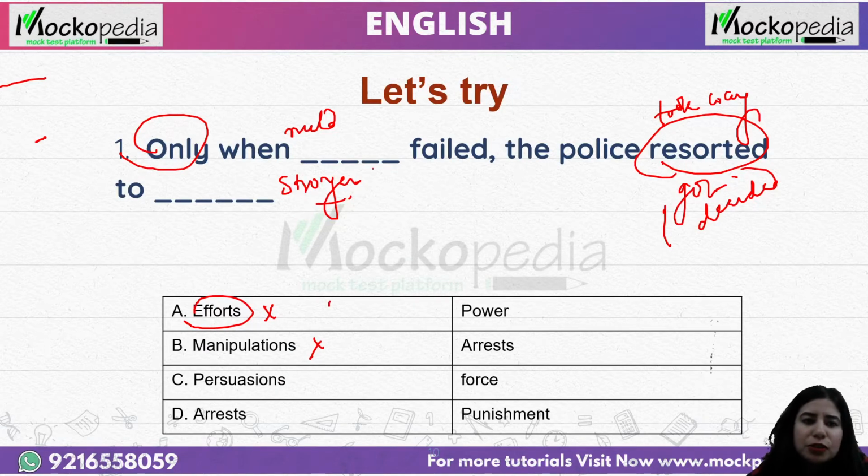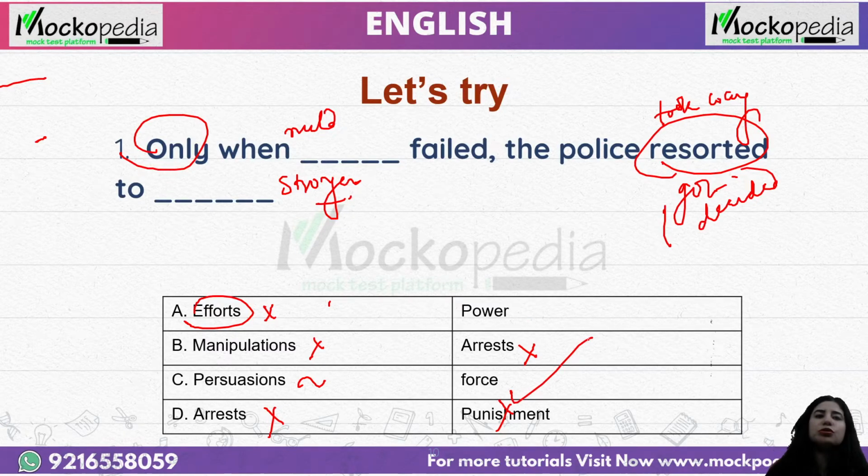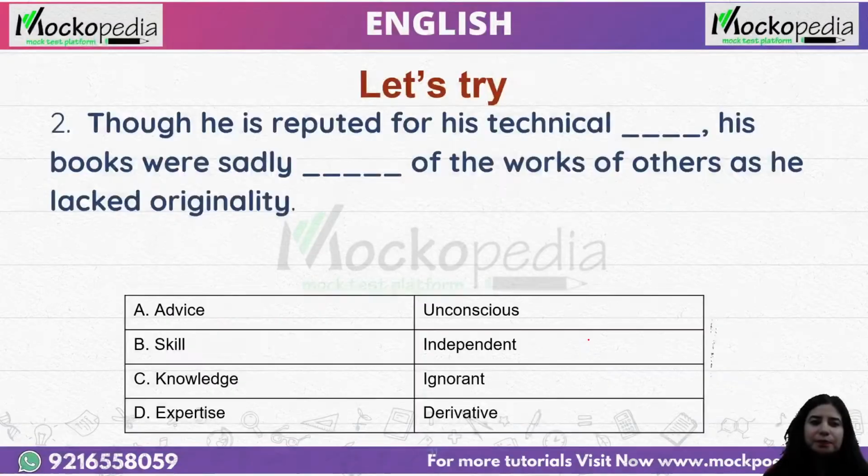Persuasions means efforts, or you're doing something regularly, so we can keep this. Arrest would not be a mild term, so this goes out, right? So then we will see that punishment doesn't fit in because arrest doesn't, similarly manipulation doesn't. So force would be the absolute perfect choice, so C would be the correct answer, right? So I hope you're clear with the question. Good time to move to the next one. Please try this, and then we are going to discuss this.